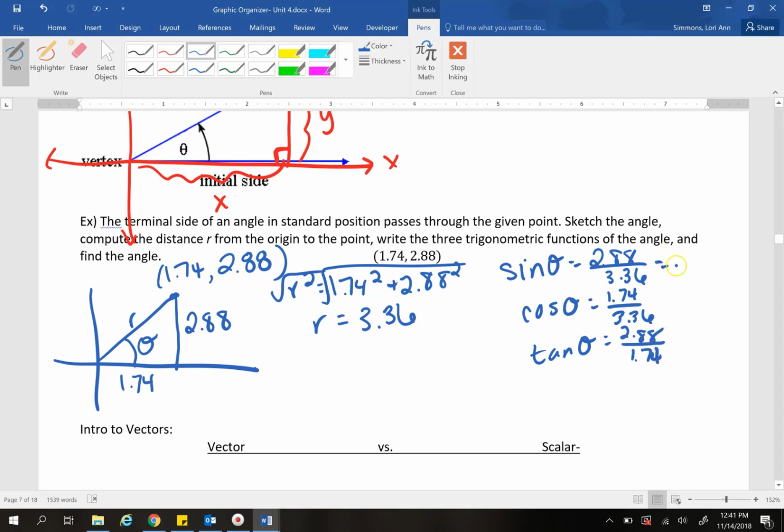You could reduce these fractions if you want. Now you can take the inverse of any one of these, and your angle will end up being 58.9. This may be a little off because of rounding, but as long as you're pretty close to 58.9 degrees, that is the correct answer. So you would take cosine inverse of 0.517 to get this, or tangent inverse of 1.66 to get this, or sine inverse of 0.856 to get this angle. Any three will work.